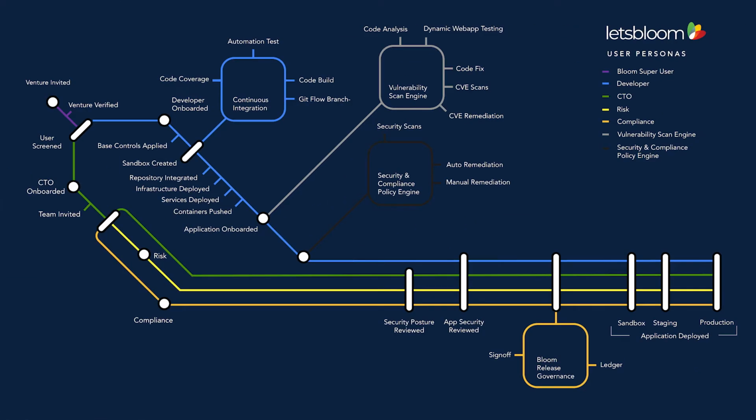Today we'll be looking at Bloom through the experience of three main user personas. Using this subway map as a reference, we will begin with a venture owner requesting and receiving an invitation to Bloom. Then we will follow them through venture onboarding, following the developer through this user journey of onboarding an application. Then we'll switch gears a bit and look at the CTO persona reviewing the security posture of their application.